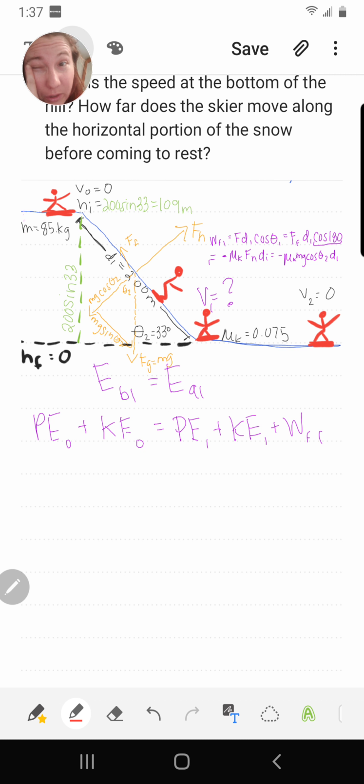Okay, so our initial potential energy, that involves height. Now, our initial height is 109 meters, so we'll need that. Our initial kinetic energy, well, that involves velocity. Our velocity is 0, so we don't need that. Our final potential energy, well, our height is 0 at this point, so we don't need that either. Kinetic energy, well, we need that because we're looking for the velocity, and we just figured out work, so we definitely need that.